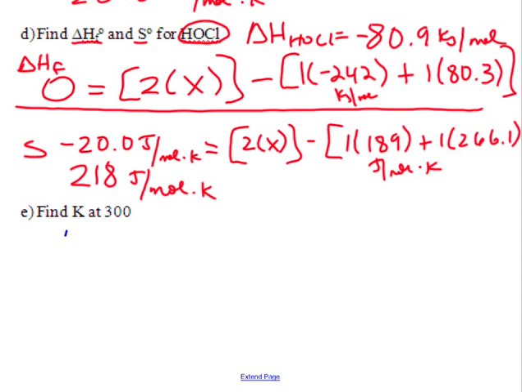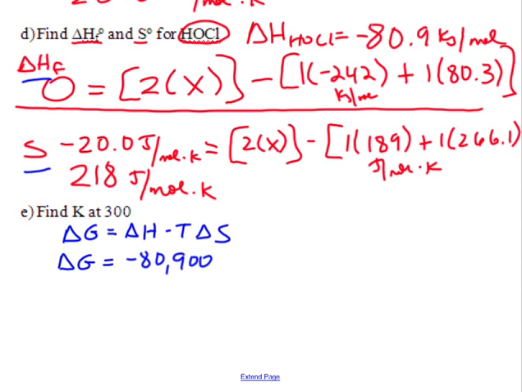So what we need to do here is, using these two things above, find delta G at 300. Since we have to use RT ln K, which is going to use joules anyway, let's convert both of these to joules. This is negative 80,900 joules minus 300 times my delta S of 218. I'm just taking the numbers from above, joules per mole K, and that's going to give me delta G at 300.